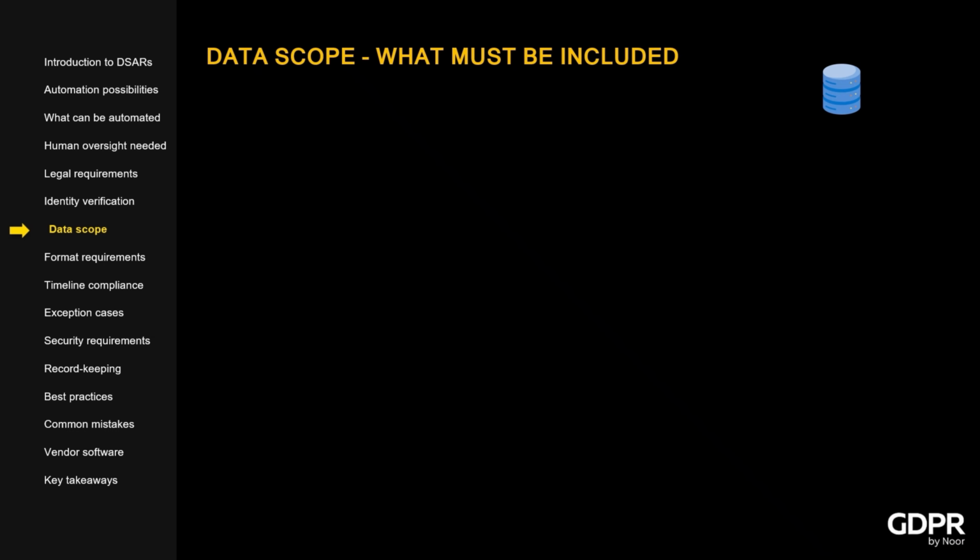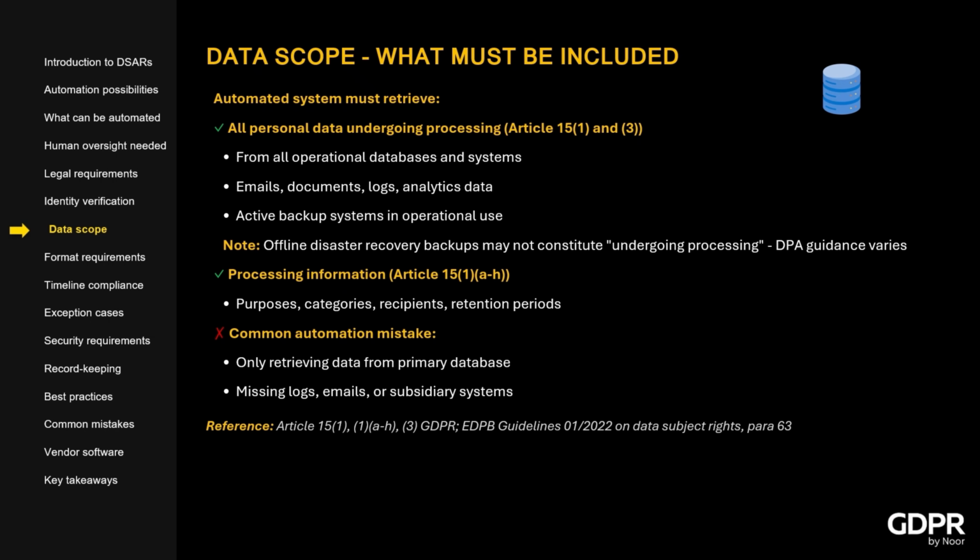A major automation failure point is incomplete data retrieval. You must provide all personal data you process about the requester, not just what sits in your main database. Your automated system must search every location where personal data is actively processed: primary database, operational backups, emails, documents, log files, analytics systems, CRM notes, and subsidiary platforms. For example, an e-commerce system that returns only account data but misses customer service emails, website logs, analytics data, and CRM notes is providing incomplete access and violating Article 15.